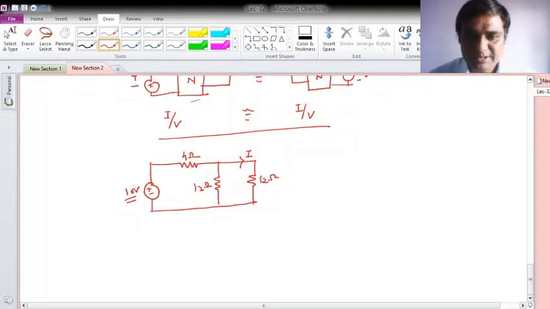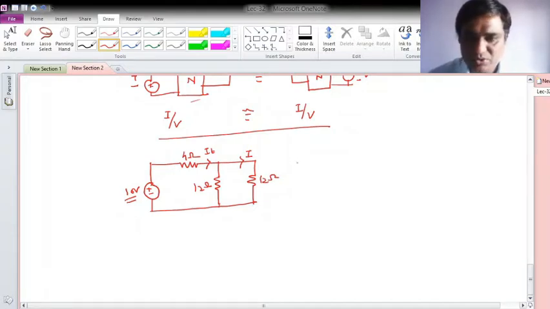So to compute this, I should know this current, right? And how can I obtain this current? If I take the equivalent, that is the 12 ohm is in parallel with this 12 ohm, I'll get a single resistor. Then 10 divided by 4 plus this equivalent resistance will give me the total current, and then I will use the current division rule to find out this current.